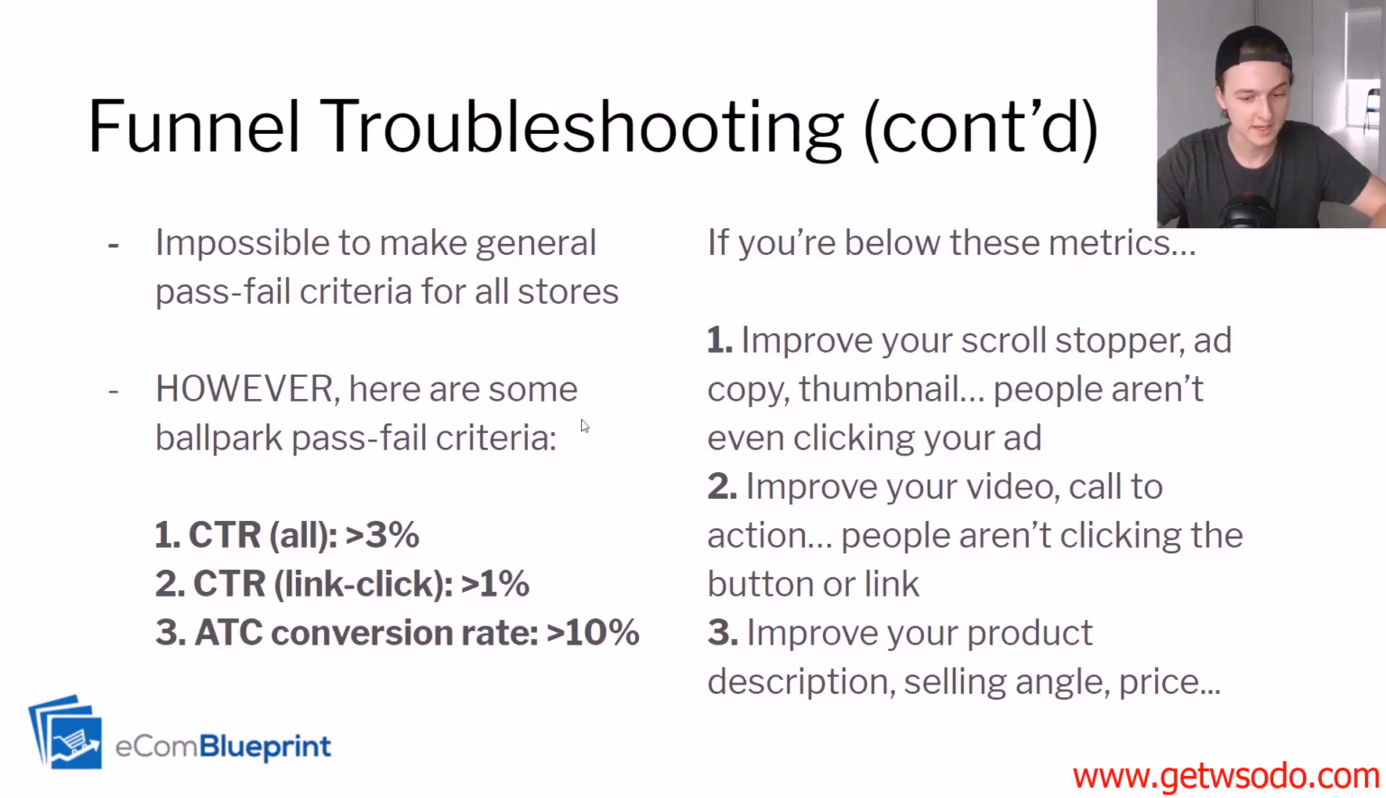If you're below this, that means that the first thing people see when they look at your ad isn't attention grabbing enough, right? I wrote here, if you're below these metrics for the first one, you need to improve your scroll stopper, so the first 3 seconds of the video, the ad copy, especially the first line of the ad copy, because that also grabs people's attention, and the thumbnail. These are the 3 things that people see right away when they get shown an ad, and this is what's going to determine whether or not they click on it and open it up to see more. And so that's the first thing. You need the CTR above 3% in most cases.